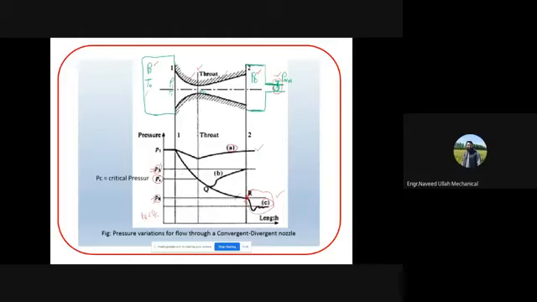And the same is the case for the over expansion case, where px, that is the value of the back pressure, is greater than the critical pressure. So what happens is that yes, you have accelerated the fluid to this point, but up to this point you can get the sonic velocity, okay, you can get the sonic velocity here.